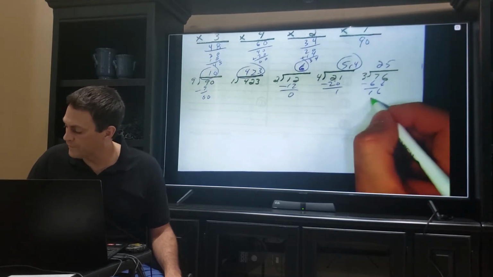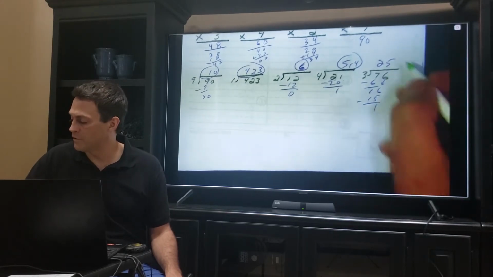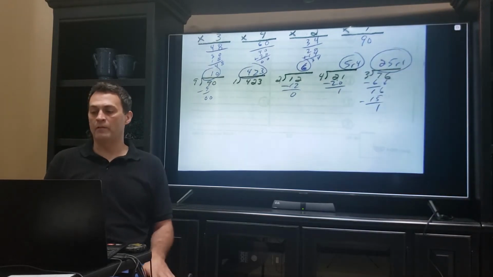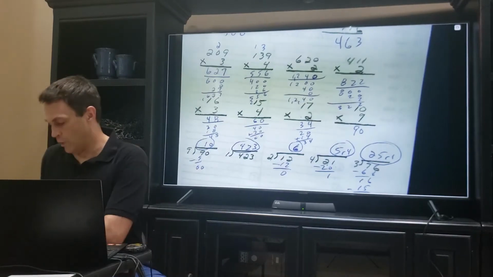3 times 5 is 15. 16 minus 15 is 1. Nothing to make that bigger, so it's a remainder of 1. 25 with a remainder of 1. That's our last bell work of 3rd grade.